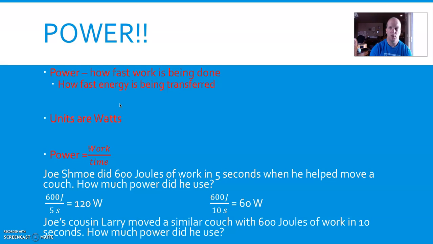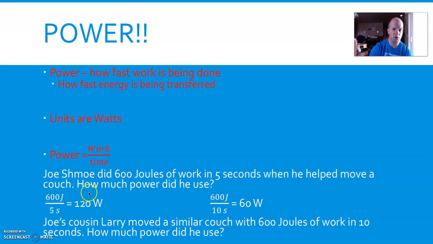And so, if you've got an 1100 watt microwave, that means it transfers energy faster than an old 900 watt microwave, okay? Stuff like that. And a 60 watt light bulb uses energy much faster than a 15 watt light bulb, and so on, okay? So power here, you guys, is work divided by time. So let me just show you a quick example here.